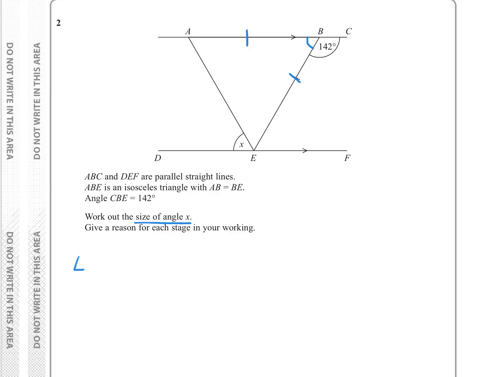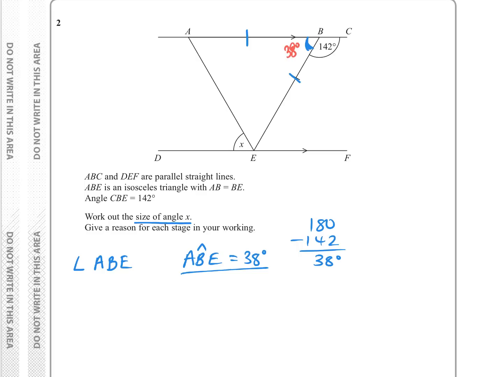So if you just listen to how I'm saying the statements, you can write them in your own words. So I know that angle ABE, or you could write this, angle ABE, like so. So we're talking this angle here. Well, we can know that 142 plus that angle must make 180. So a little bit of working, we do 180, take away 142, and we'd get 38 degrees for the reason I've already stated. So we can label that one here.